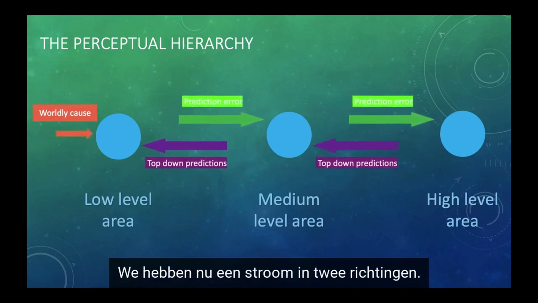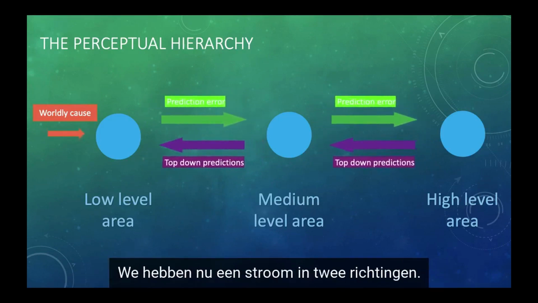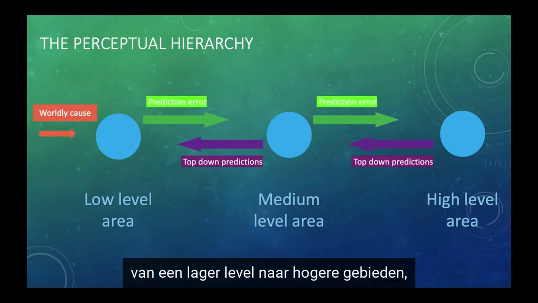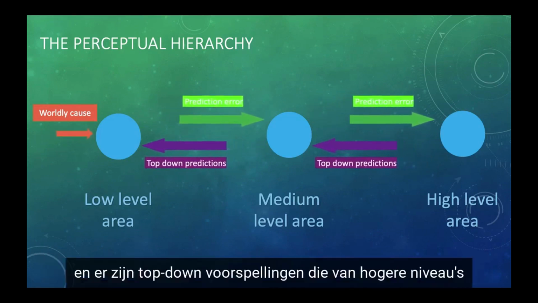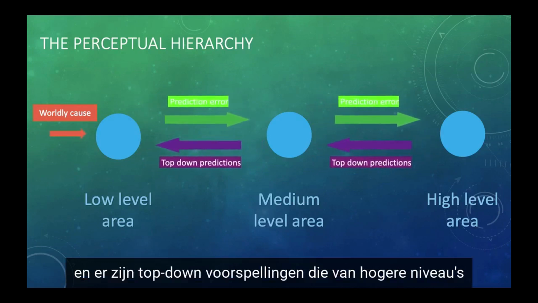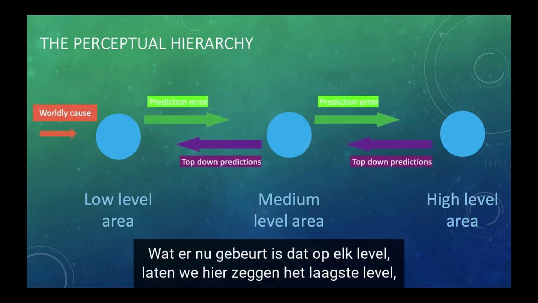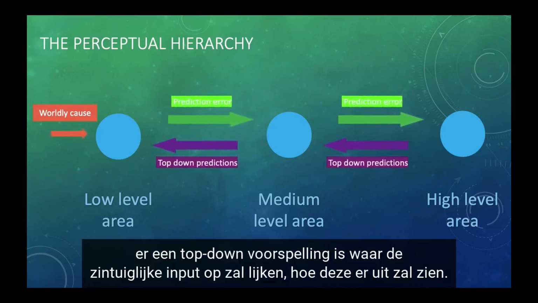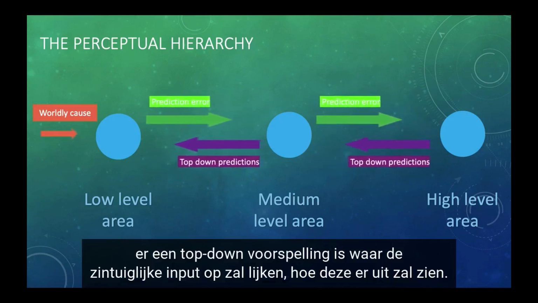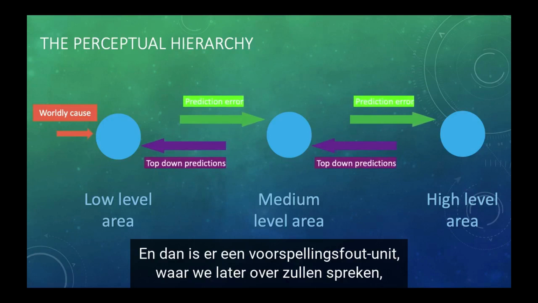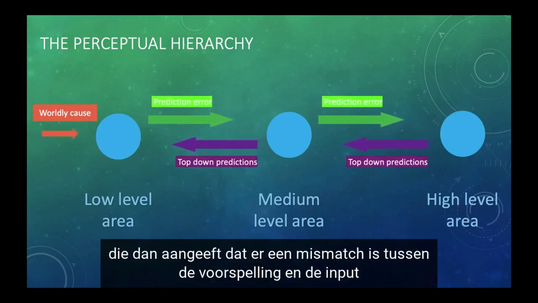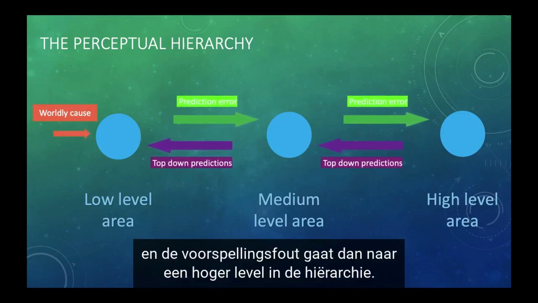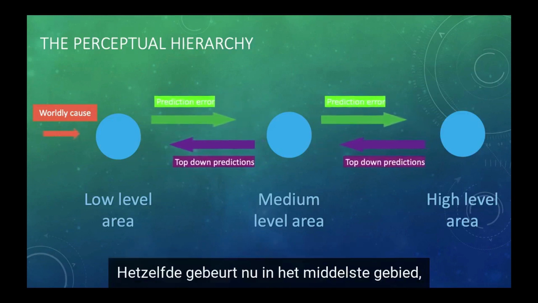And then what we have here is this two-way flow. We've got prediction errors going up the hierarchy from low levels to higher areas, and then we have top-down predictions coming from high levels down to low levels. So what's happening is that at each level, let's say at the lowest level here, there's a top-down prediction predicting what that sensory input is going to look like. And then there's a prediction error unit, which we'll talk about later, which then says, well, there's a mismatch here between the predictions and the input, and the prediction error will then go up to the next level in the hierarchy.